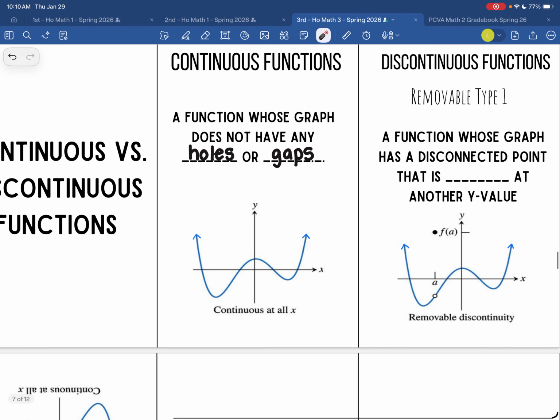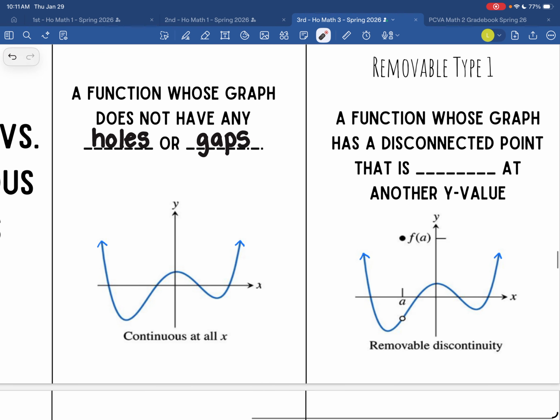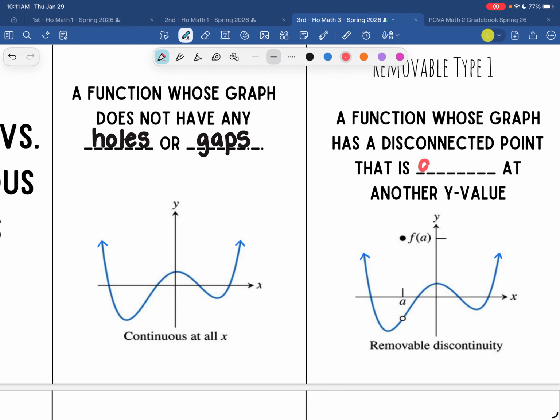Now we're going to talk about the types of discontinuity, which you're going to need to identify. I have separated the removable type into two different types, I guess type 1 and type 2. They're not necessarily called that, but just to kind of give you the difference in what you're looking at. So it says it is a function that is removable whose graph has a disconnected point that is defined at another value.